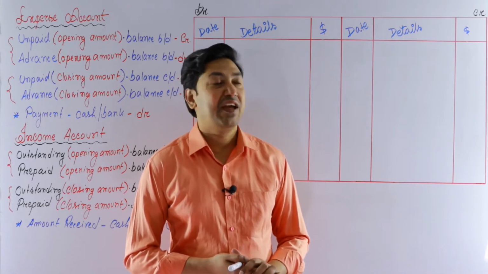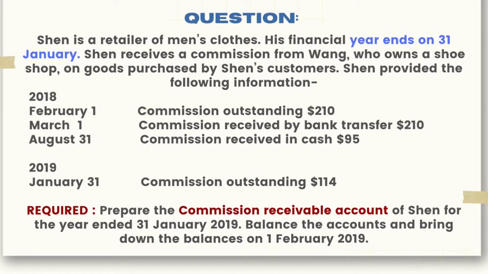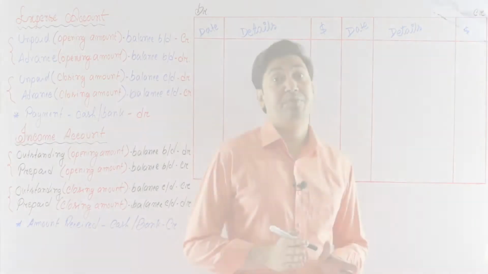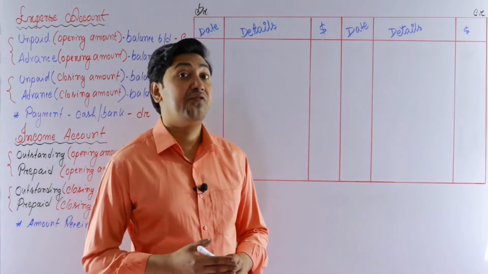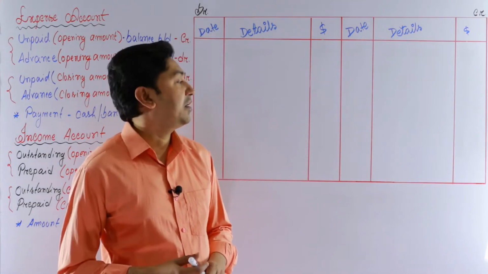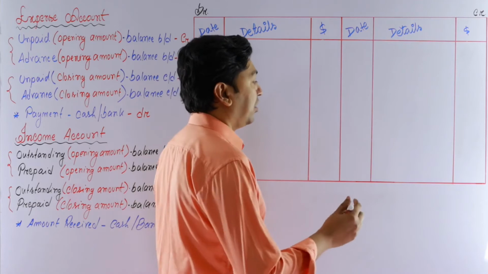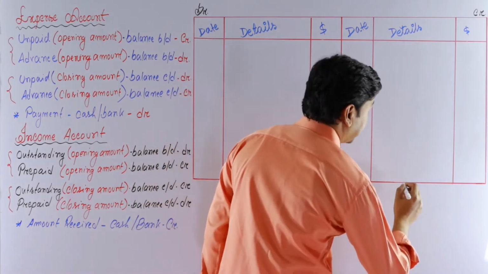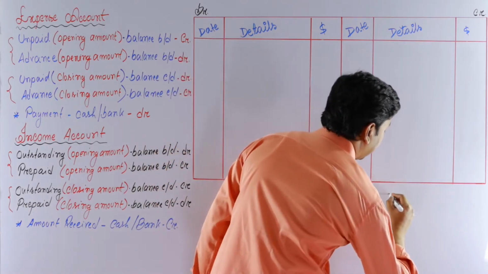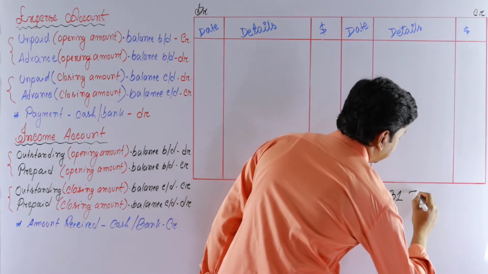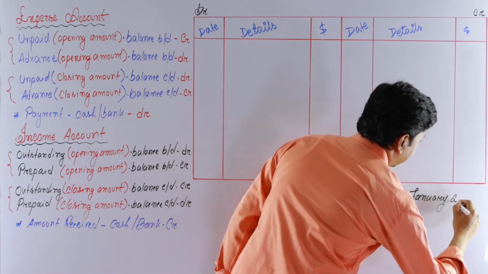Let us have a look at the question on the screen. Chen is a retailer of men's clothes. His financial year ends on 31st January. This is very important to understand the financial period. Here the financial year ends on 31st January, so let us write here 31st January 2019.